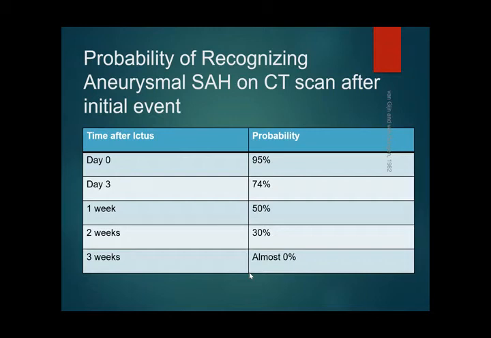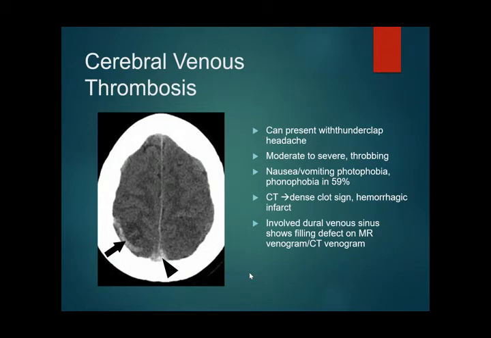Now this is MRV brain, which is showing filling defect in the superior sagittal sinus. And this is a CT brain, which is showing a hemorrhagic infarction.